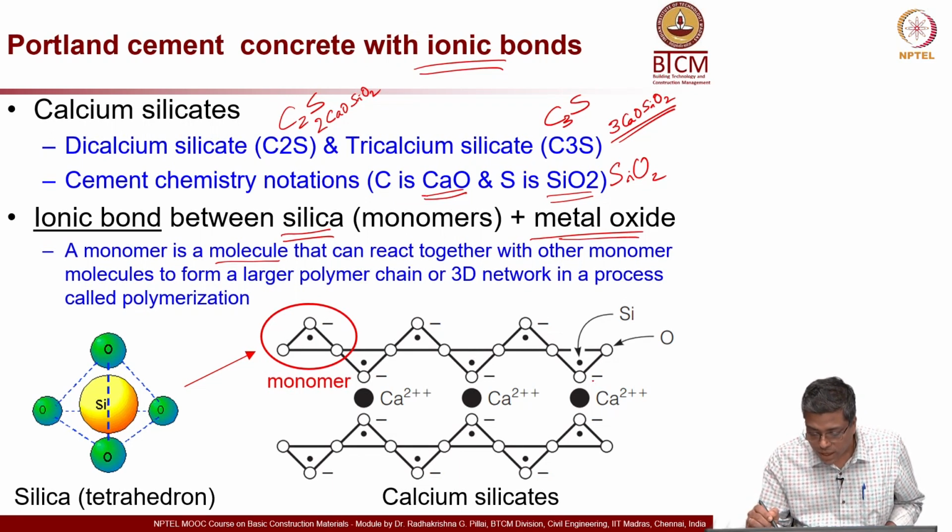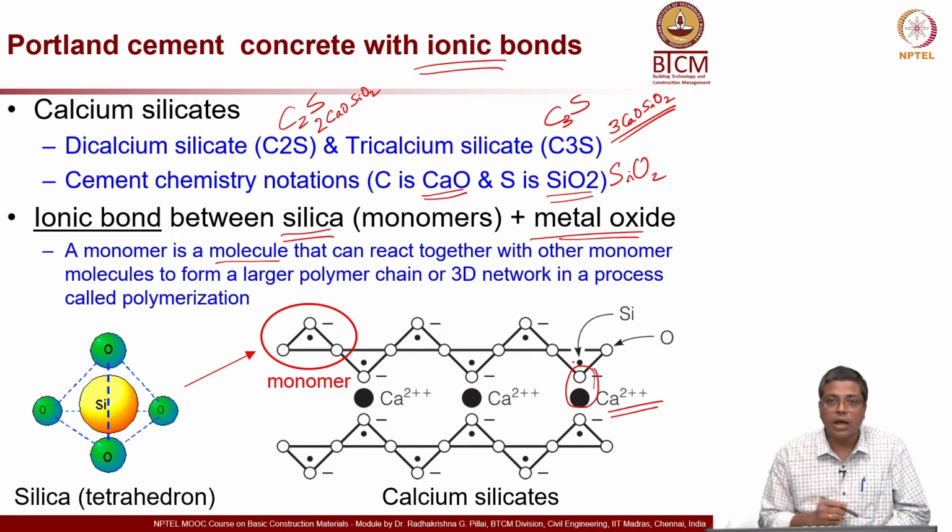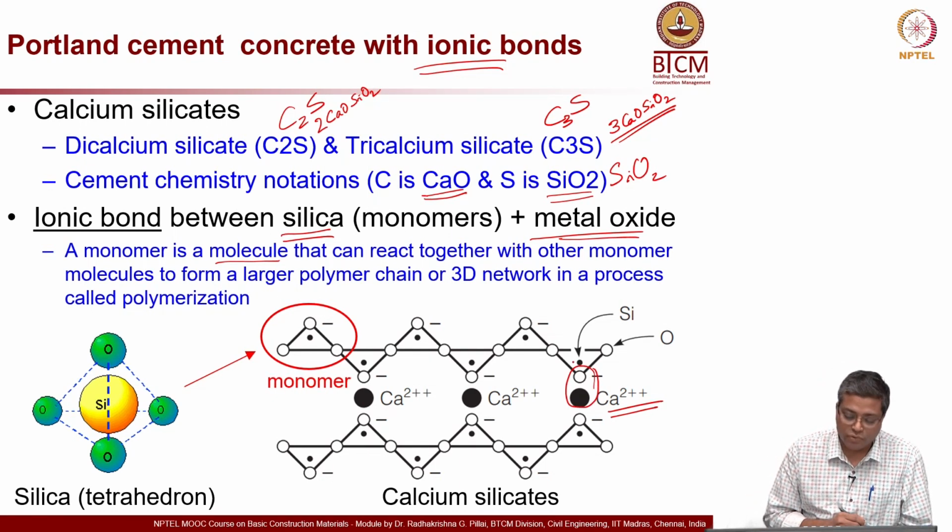So, that happens, and then there is a bond formed between the calcium, in case of concrete I am talking, or cement paste I am talking, between the calcium and the metal oxide or calcium oxide and the silica monomer. So, in this region you will have an ionic bond formation. So, that is a typical nature of Portland cement concrete system, or Portland cement system to be precise. So, this is calcium silicate.